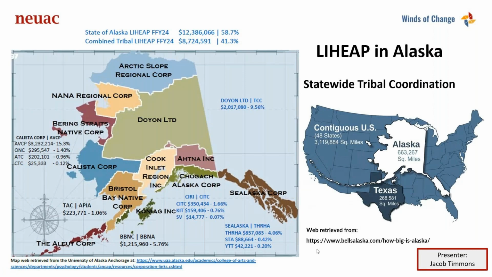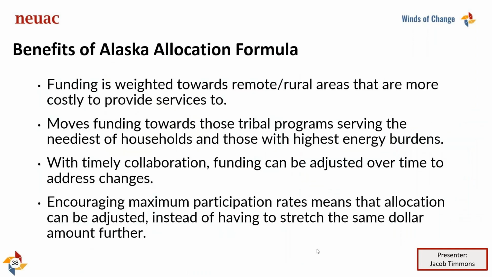Alaska is very large. We can see the overlay of Alaska on top of the contiguous U.S. And because of that, we have a lot of different ways to serve our people and a lot of different organizations that are doing so. So like I was mentioning, some of the benefits of allocating based on a point system is that funding's then weighted towards those remote rural areas where the cost of heating is much higher. With good coordination, it also allows for funding those neediest households that have the lowest amount of income, which many times do reside in our native communities.